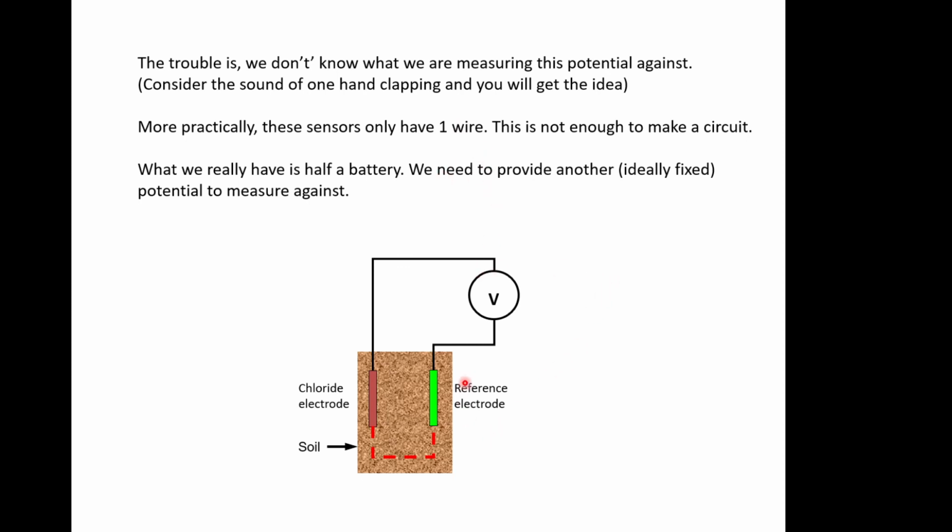So what we do is we create a reference electrode that generates a known potential. We have our chloride one that varies with the chloride, and we end up with this sort of electrical circuit in the soil, and we can measure the voltage between these two terminals, and that's what we're interested in.